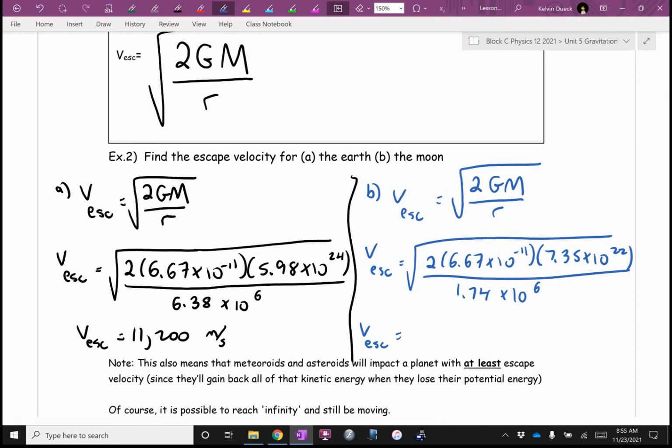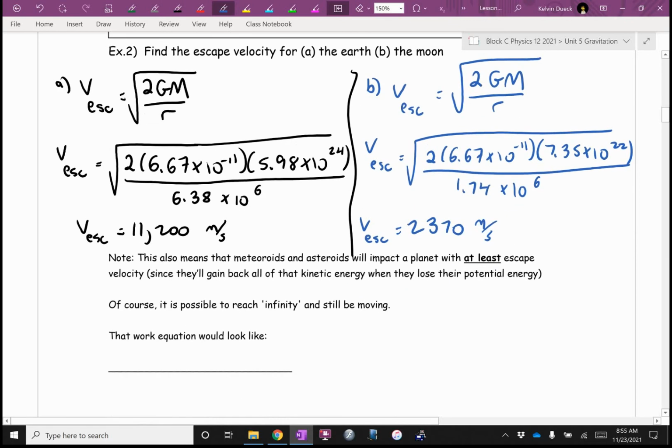Is it 2,374? Significantly less. Right? Basically 4 times less. It's 2.3 kilometers per second.